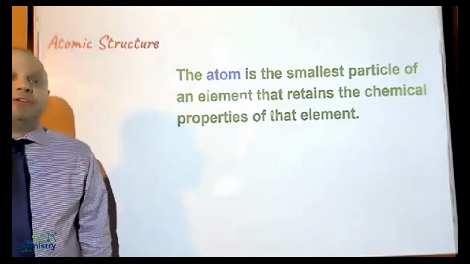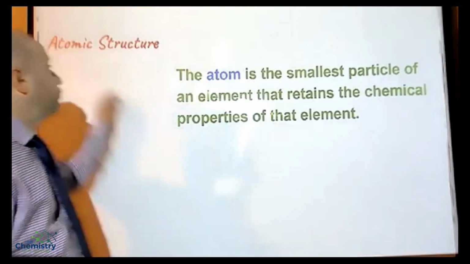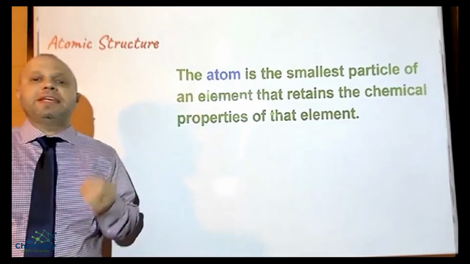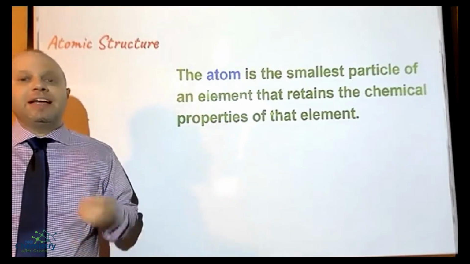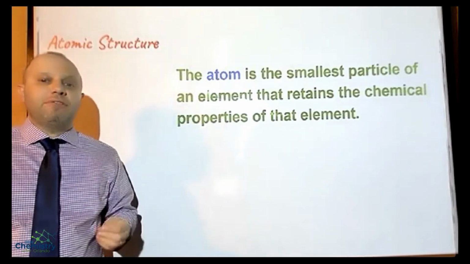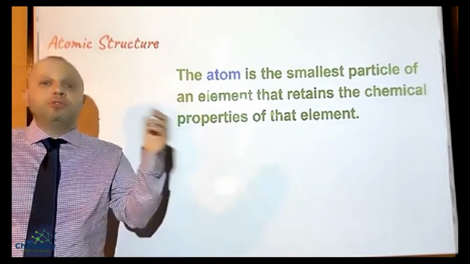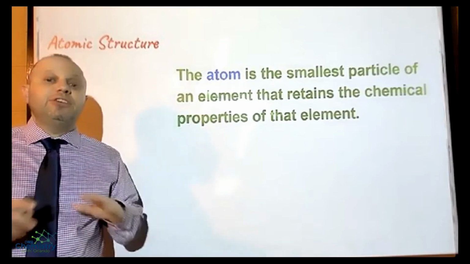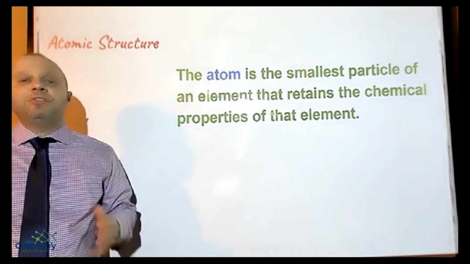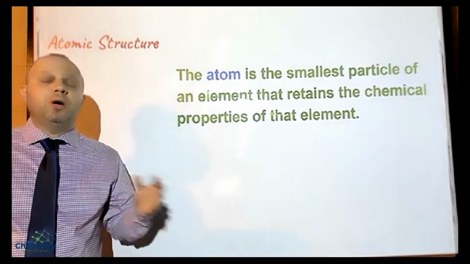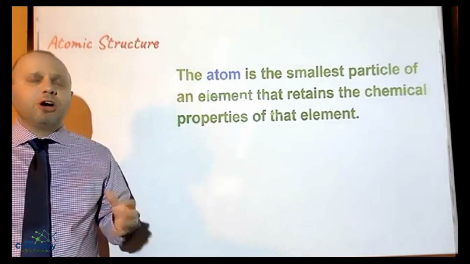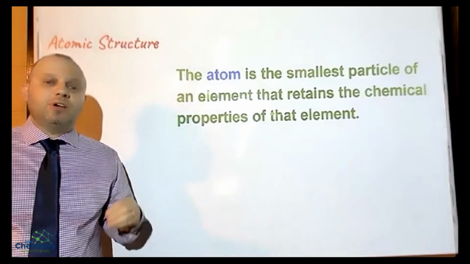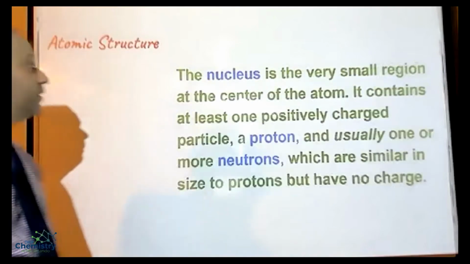So let's begin by looking at the atom itself. If you notice, I titled this slide Atomic Structure, and just a reminder that the atom is the smallest particle of an element that retains the chemical properties of that element. If you go smaller than an atom, and look at a proton, a neutron, or an electron in isolation, that doesn't give you enough information to tell what element you're dealing with. So an atom is really the smallest unit that maintains all the aspects of that element.